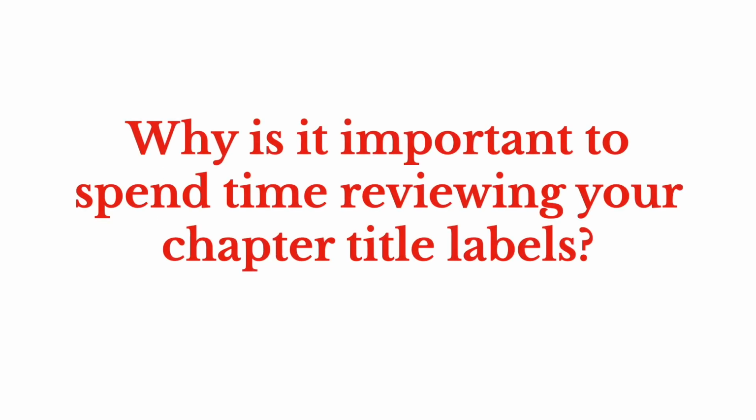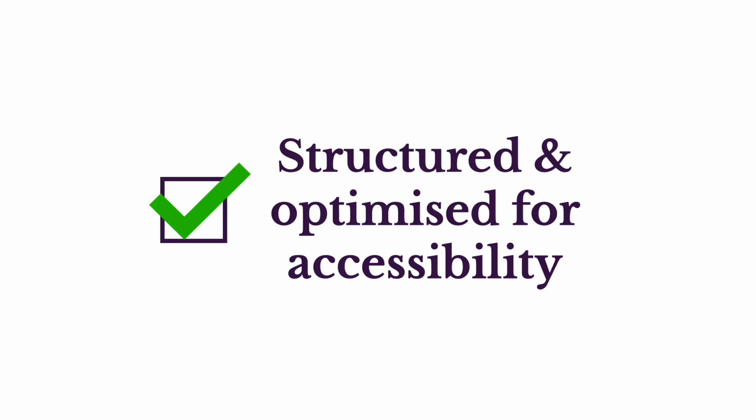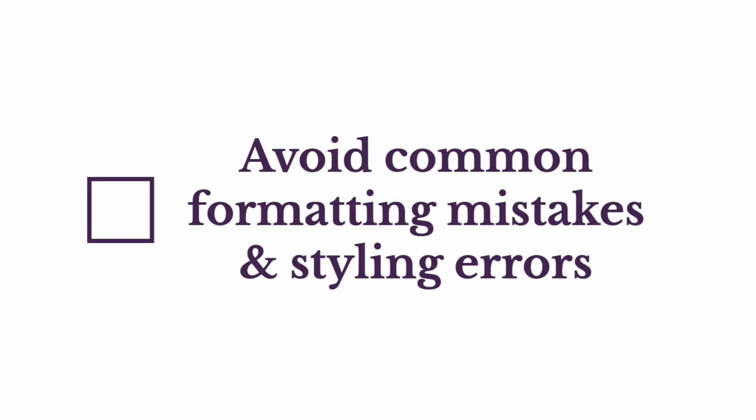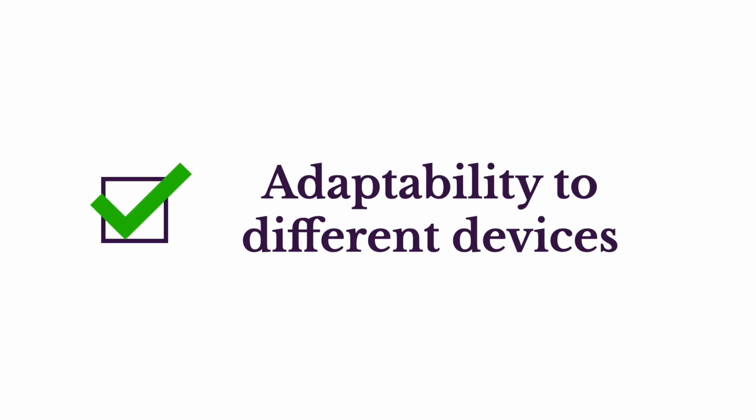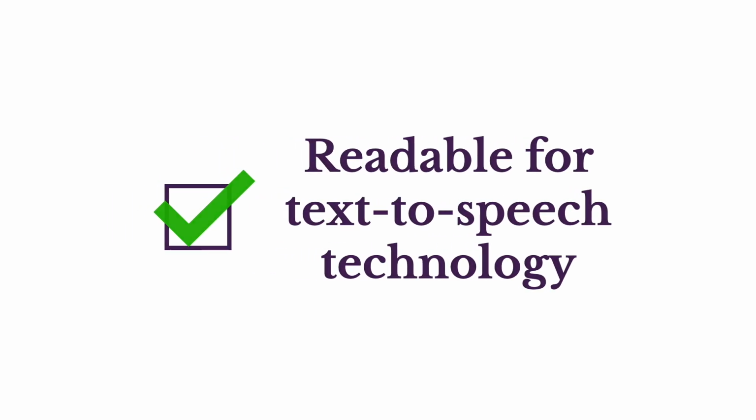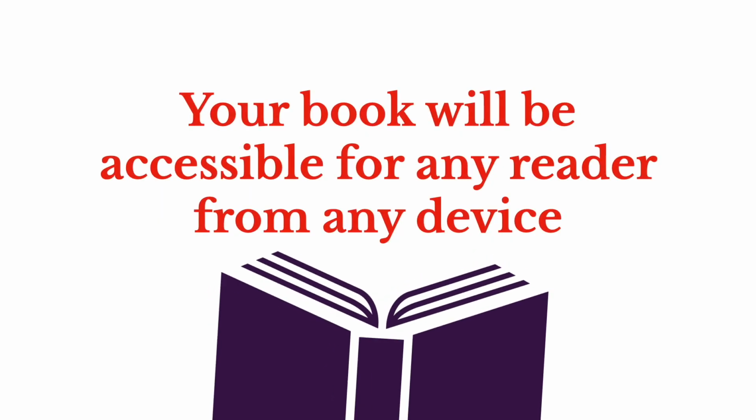Why is it important to spend time reviewing your chapter title labels and making sure you're utilizing them properly? Having the correct labeling for all the elements in your manuscript will ensure that the document is properly structured and optimized for accessibility. With proper labeling, not only will you avoid common formatting mistakes like misplaced page breaks and styling errors, but you will also ensure that both the content and styling of your book adapts to different devices and is readable for text-to-speech technology. This way, your book will be accessible to any reader from any device.